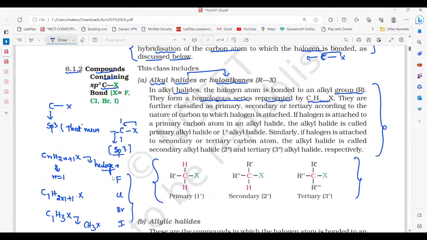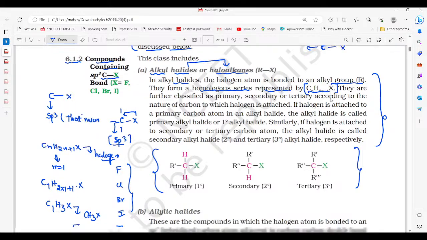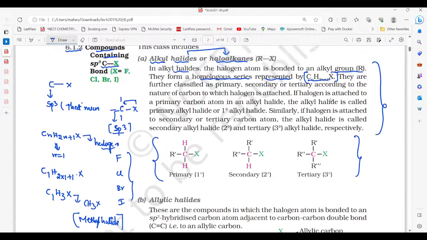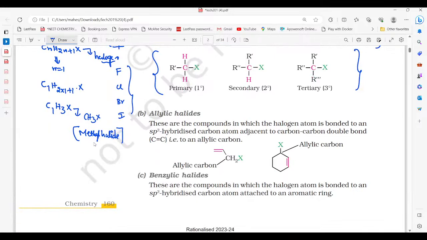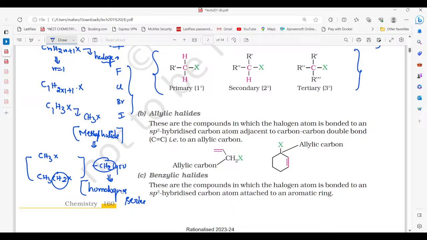So the general formula of haloalkanes is CnH2n+1 X. Here X means halogens. Here we try to understand what we mean by homologous series, which is the difference between two compounds. For example, here CH3X, and the next compound is CH3CH2X. Here we observe a difference of a CH2 group. When we observe two compounds, the difference of a CH2 group is called a homologous series.